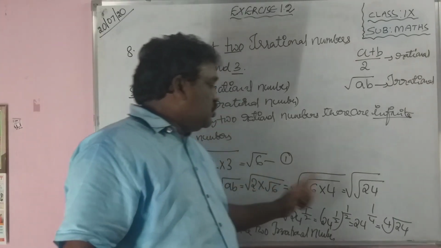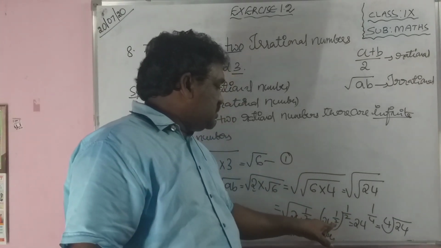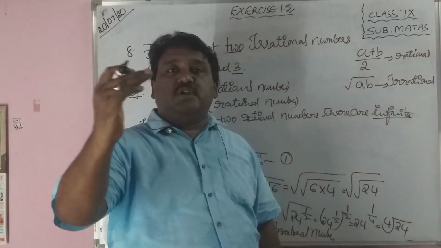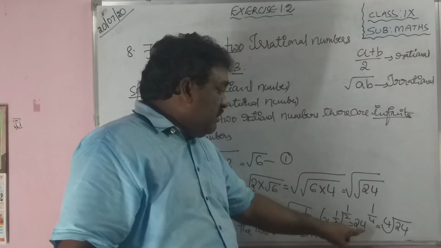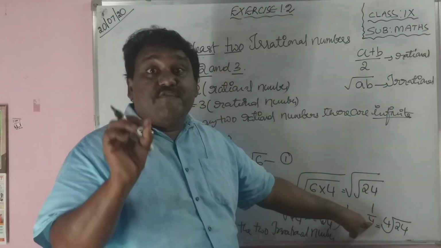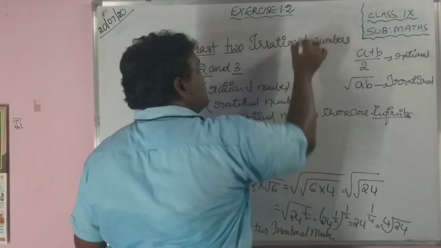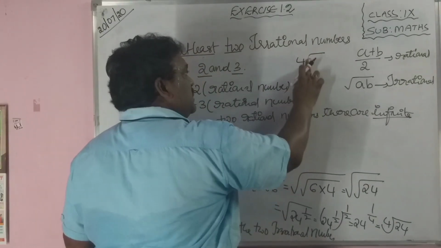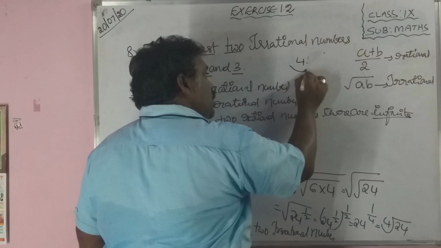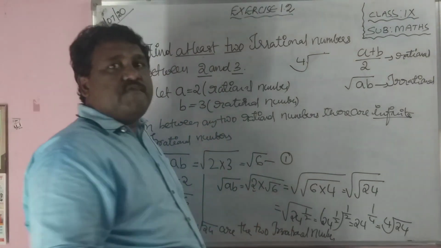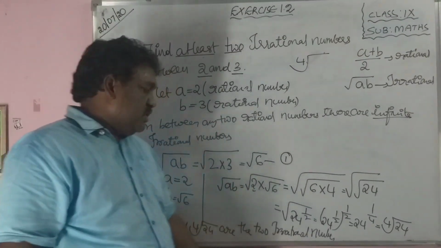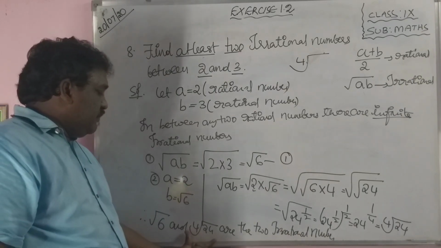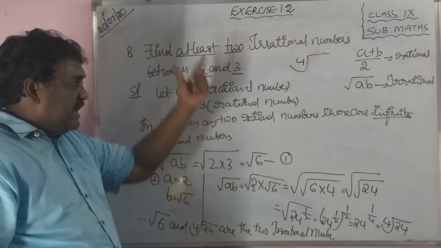Remember, two roots are there. For the first root, 1 by 2. For the second root, 1 by 2. 1 by 2 into 1 by 2 is 1 by 4. What is 1 by 4? Fourth root. It is not 4 root, not like that. It is fourth root. Fourth root of 24. What is the first answer? Root 6. What is the second answer? Fourth root of 24. Write down.